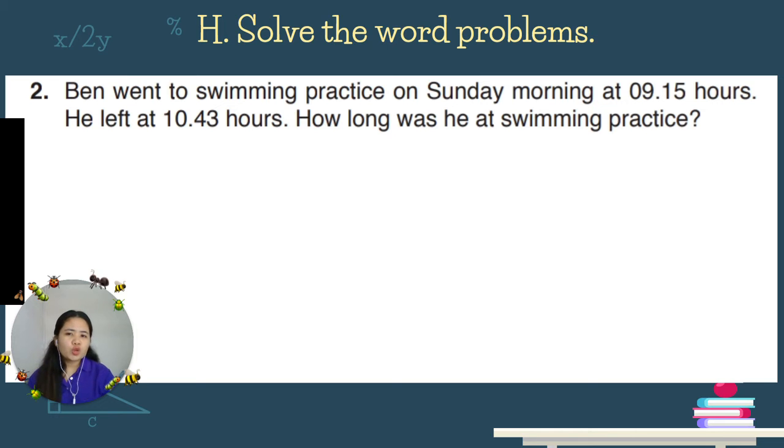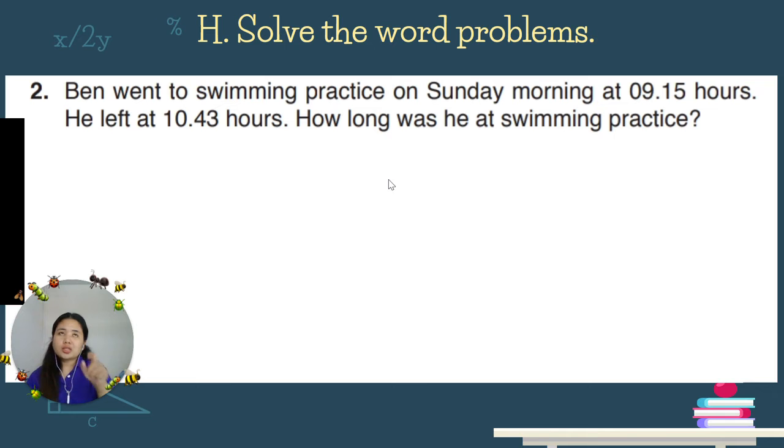How long was he at swimming practice? Okay, so if you look at the problem, he went to the swimming practice at 9:15. That means this is the start time. He left at 10:43, so this is the end time. The question is how long? So it is in the middle. So how do you do that? What will you do? If it is in the middle, you have to subtract. You have to subtract 10:43 into 9:15.